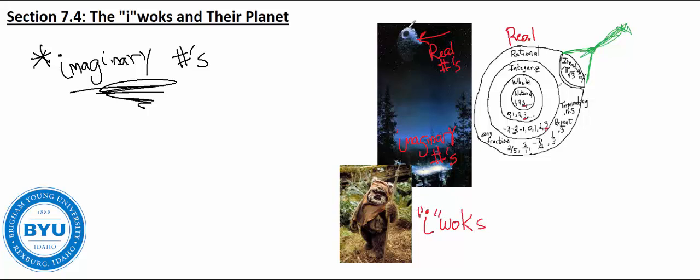So real numbers, they were stormtroopers. They lived in the real number Death Star. But down on the planet of Endor, there's another type of number. They're called imaginary numbers, and they're like the Ewoks. Oh yeah. So today we got to talk about how imaginary numbers work, where they came from, and how to do math with them. Let's go.